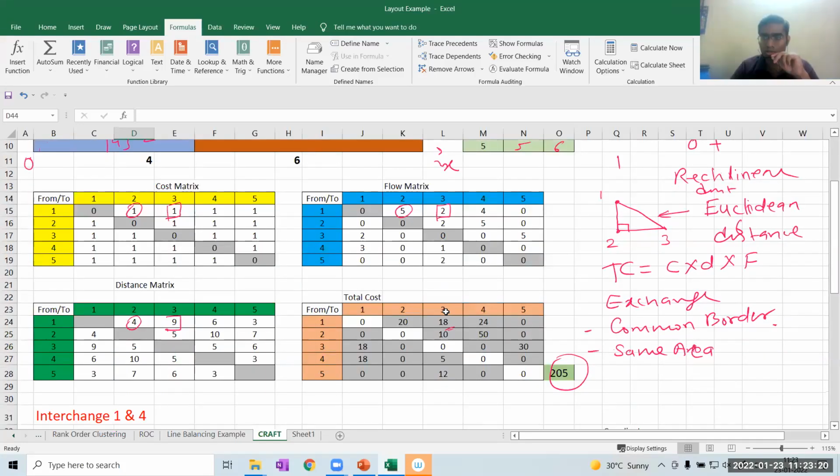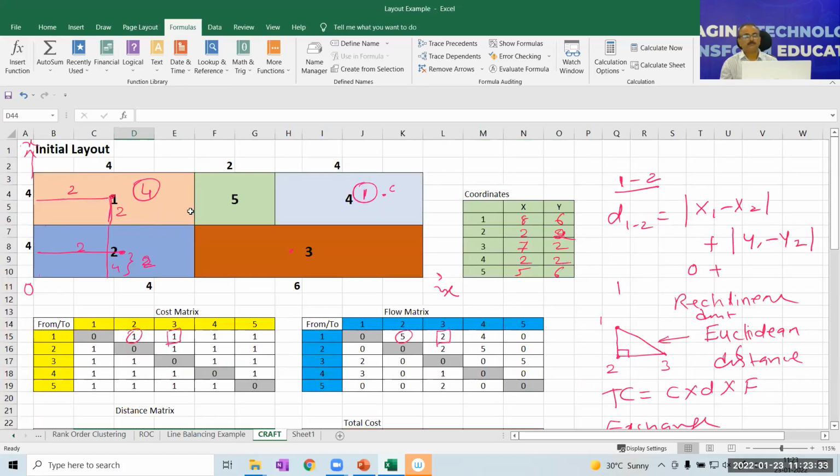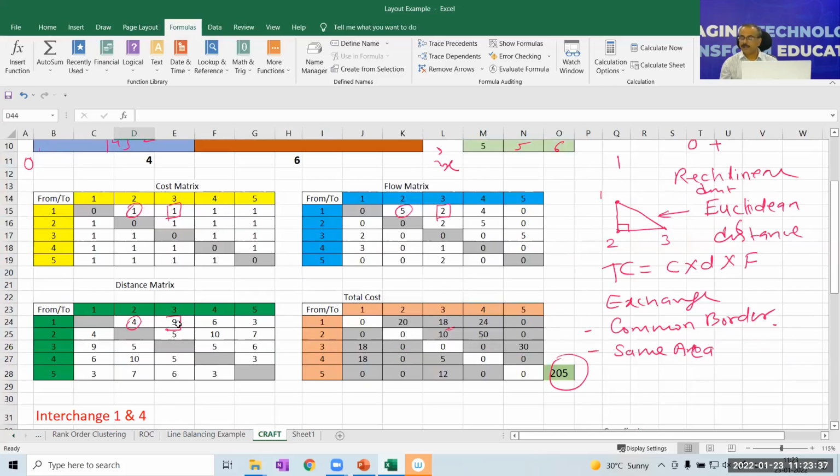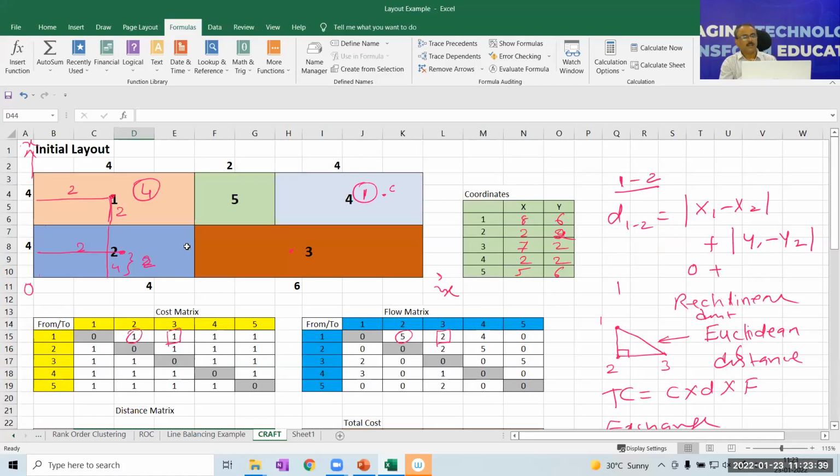Okay, sir. My query is whether it is either or for common border and same area, or both should be satisfied while interchanging. No, either or. Okay, sir. Fine, clear. So you may exchange 1 and 5 also. The same way I have done it for 1 and 4, you will try. So as a part of the CRAFT procedure, you have to look at the possible interchanges between the departments.